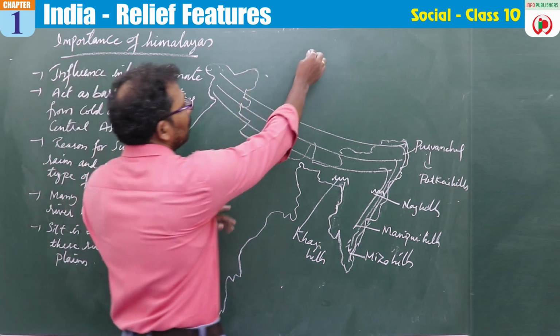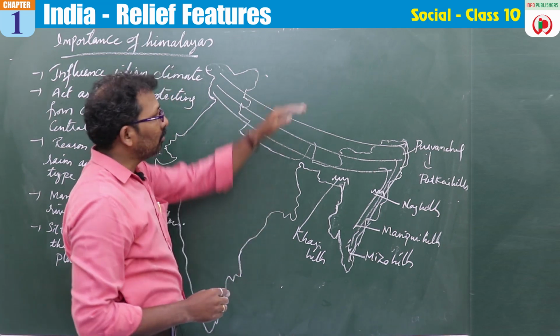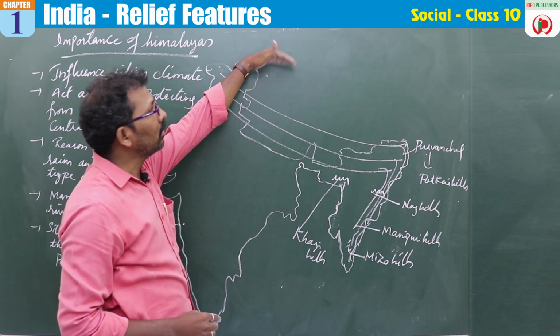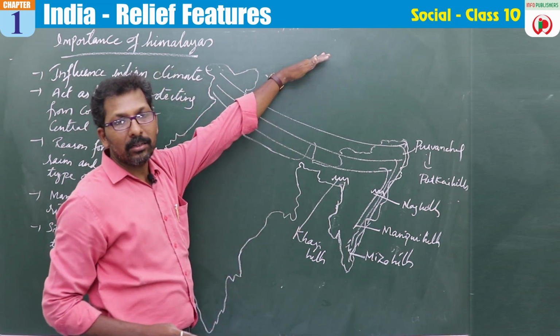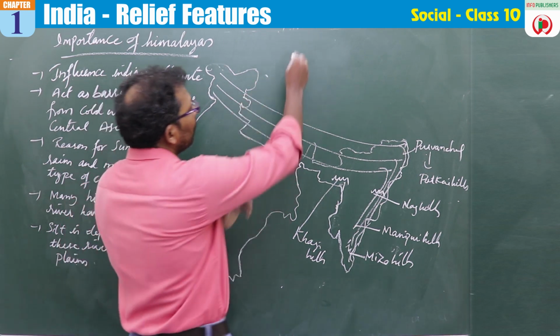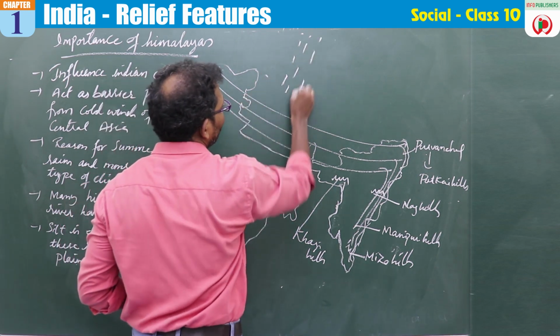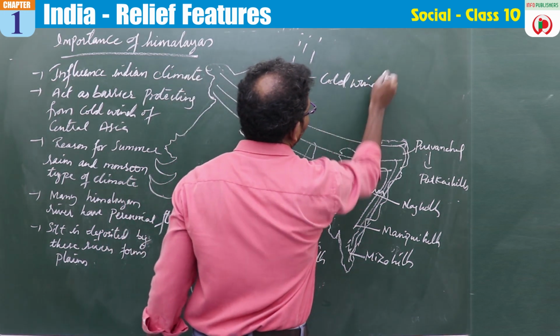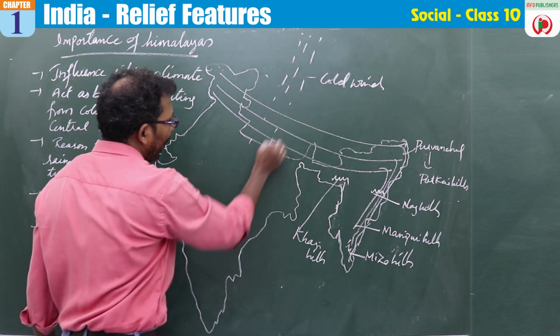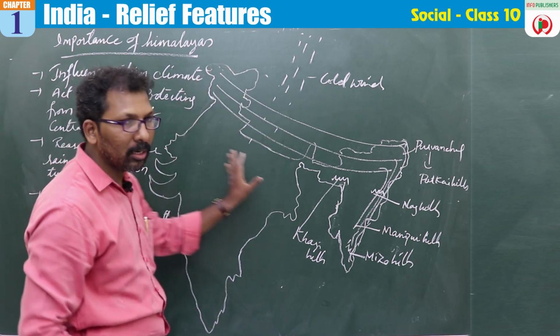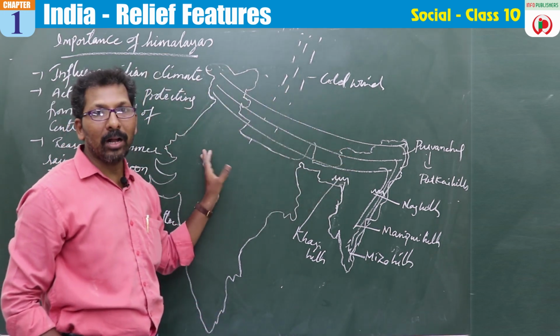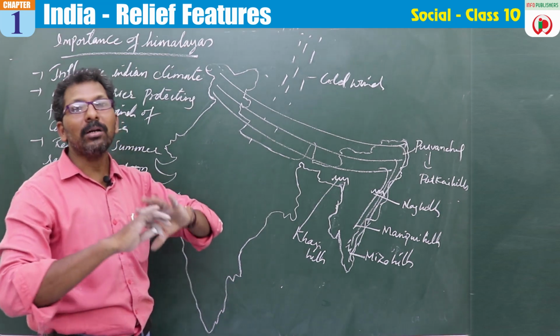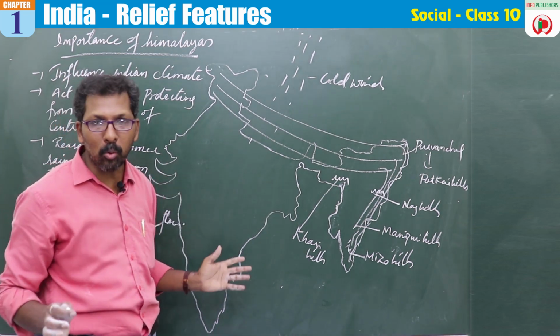Usually we see the northern part, right? Above the northern part, what do we see? The complete Arctic circle is there. From there, the cold winds are blowing, right? What happens? The whole northern part of India will become completely dry. It will be covered with snow.